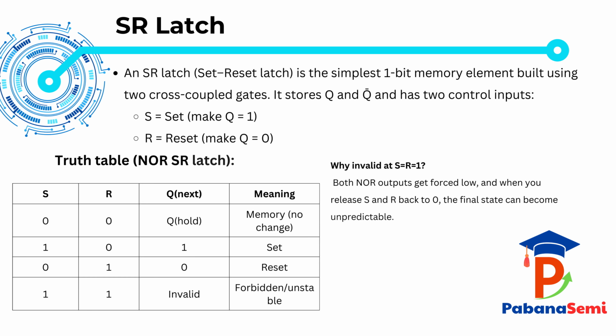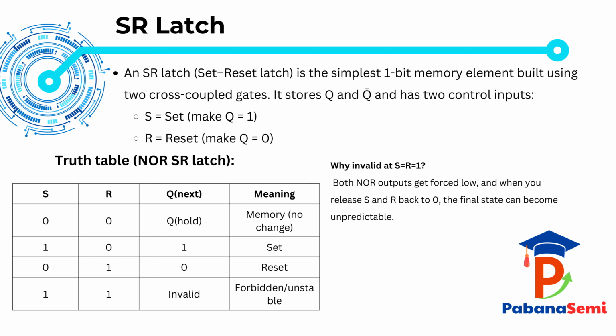Now let's learn the SR latch. SR means set-reset, and it's the simplest 1-bit memory element in sequential logic. It is built using 2 cross-coupled gates, and it stores 1 bit at the outputs Q and Q bar. It has 2 control inputs. S stands for set. It makes Q equal to 1. R stands for reset. It makes Q equal to 0.